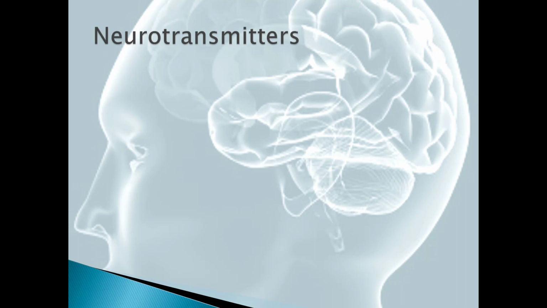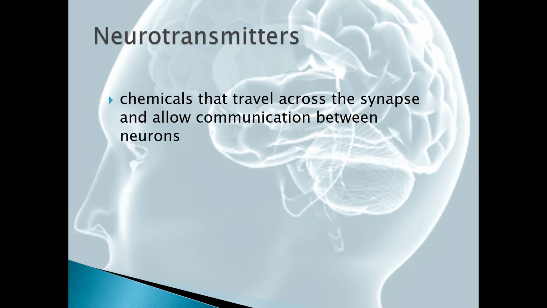I've mentioned them. We've talked about how they bind to synaptic receptors on the postsynaptic cell. We've talked about how they alter the activity of that postsynaptic cell. So now we're going to talk a little bit more about what a neurotransmitter actually is. So they're chemicals. They travel across the synapse, we've already seen that, and they allow communication between neurons.